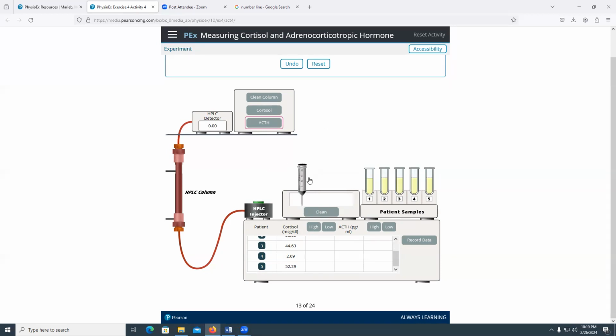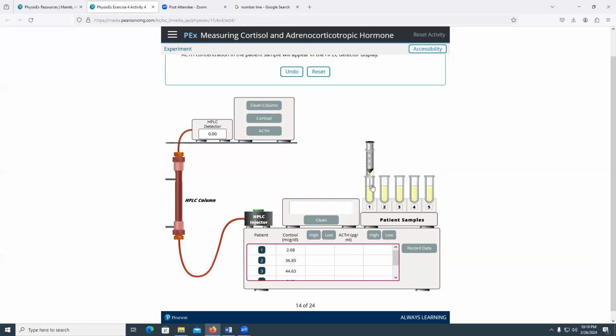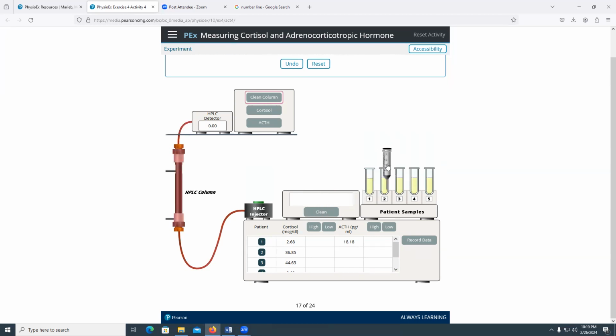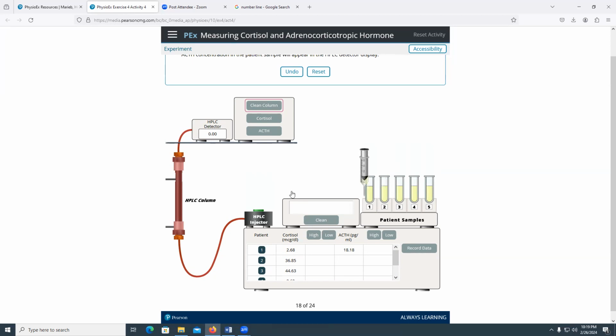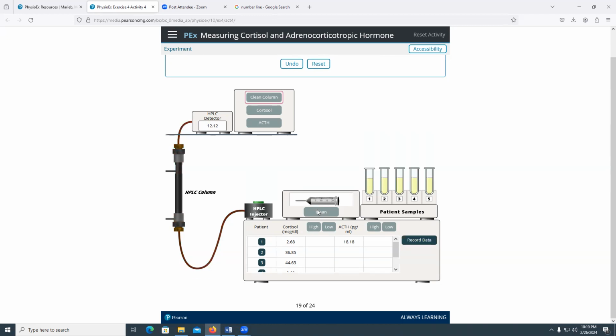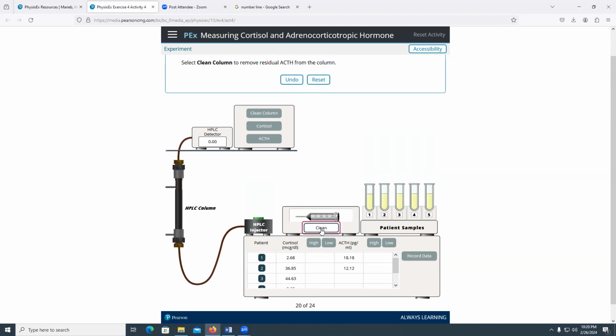So now we're gonna move on to ACTH. Let's put it in 1. Injector. Record data. Clean. 2. Clean the column. And 2. Injector. Record data. Clean. Clean column.